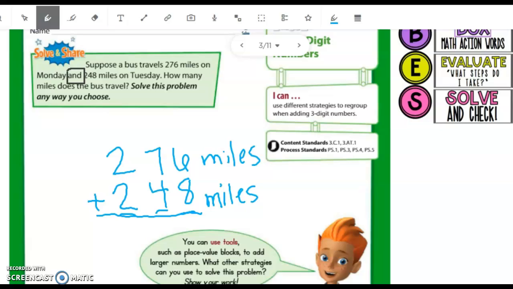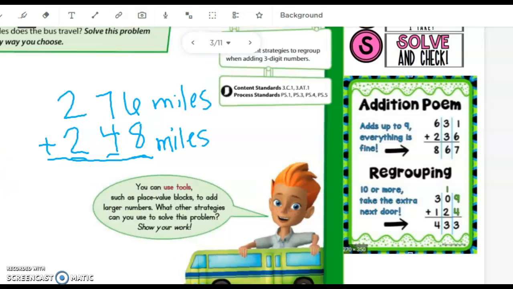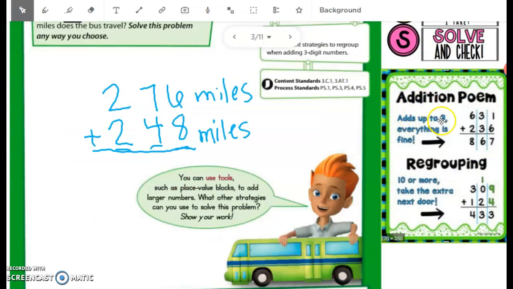Now, when we are adding, if our total is above 9, then we are going to have to carry to the next place value. Now, when we're adding, we're going to use this poem to help us answer our problem. If it adds up to 9, everything is fine. 10 or more, take the extra next door. And that's exactly what we're going to do.